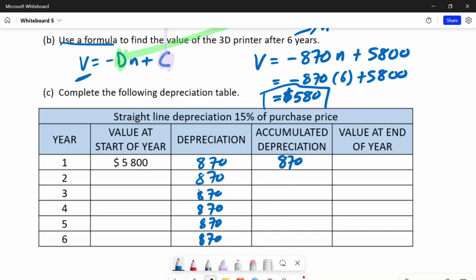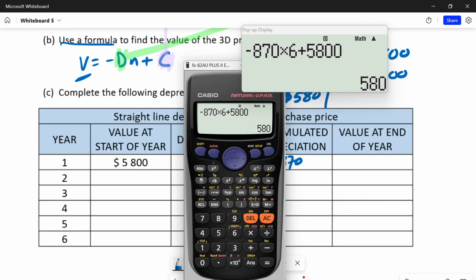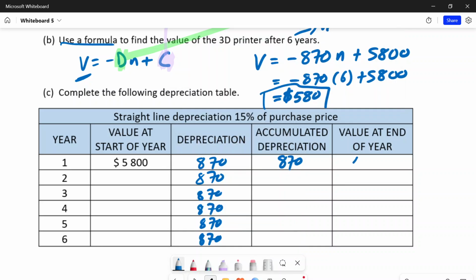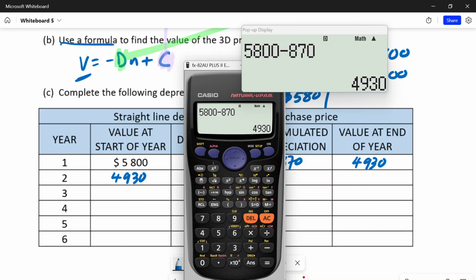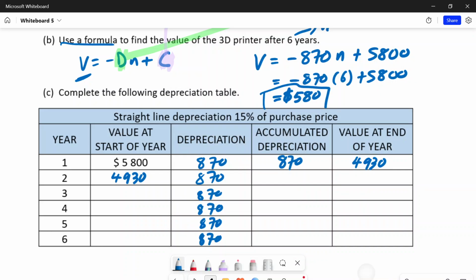So what's the value of the car at the end of this year? Well, we started at $5,800 and you take off $870. Now the car's worth $4,930. So we'll put that there, 4930. Now that number transfers to the start of the next year. So I'm just putting, and then we take 870 off that. So this one, take another 870, gives 4060.